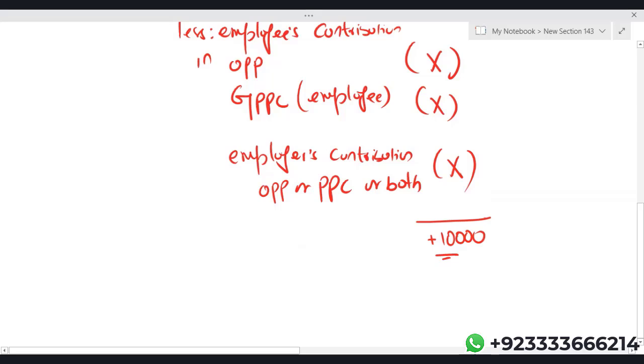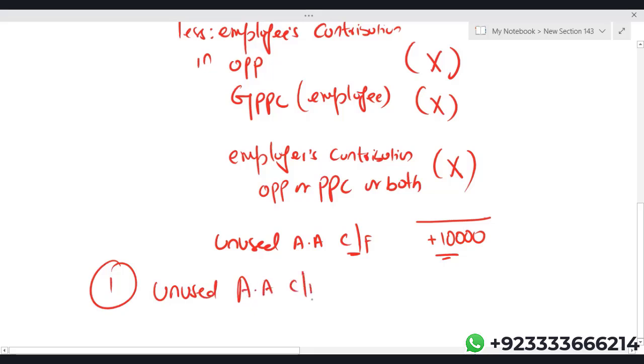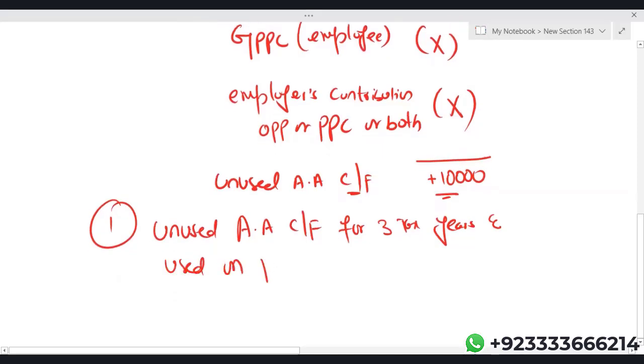Unused annual allowance is carried forward for 3 tax years. Repeat. Unused annual allowance is carried forward for 3 tax years and used on a FIFO basis. Unused annual allowance is carried forward for 3 tax years and used on a first in, first out (FIFO) basis.